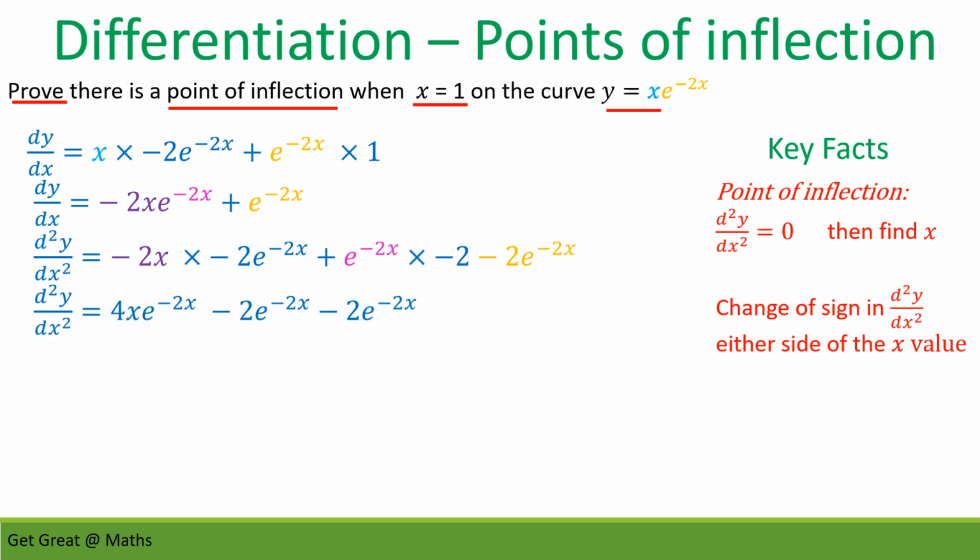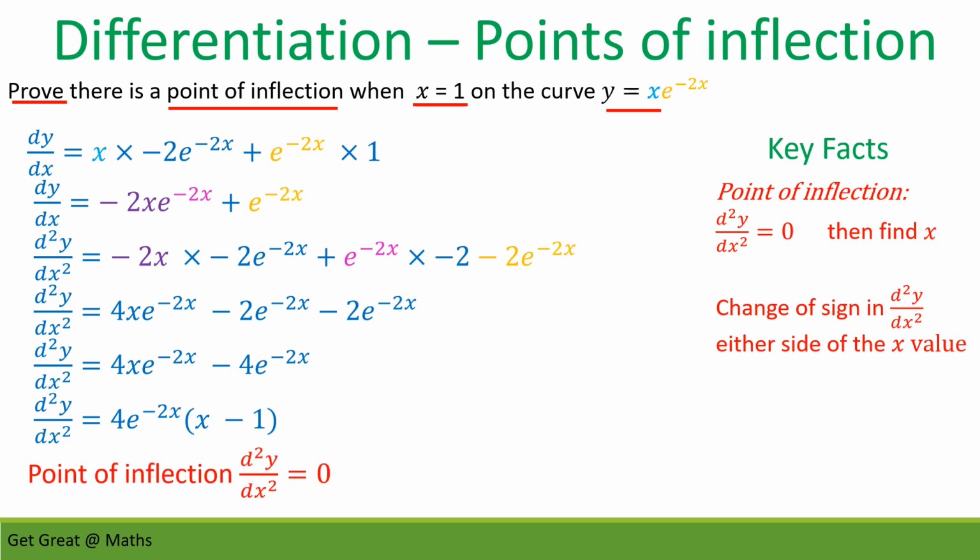I can tidy this up to give me 4x e to the minus 2x, minus 2 e to the minus 2x, minus 2 e to the minus 2x. Simplifying further gives me 4x e to the minus 2x, minus 4 e to the minus 2x. From here I can factorise the common terms, which are 4 and e to the minus 2x. So I take that outside the front of a bracket, leaving me with x minus 1 in the bracket.